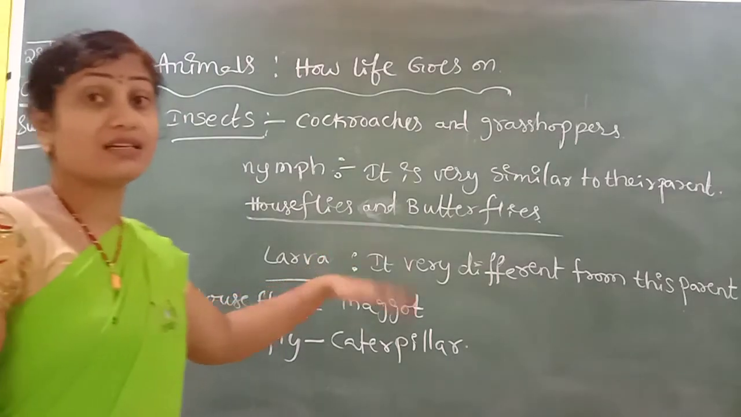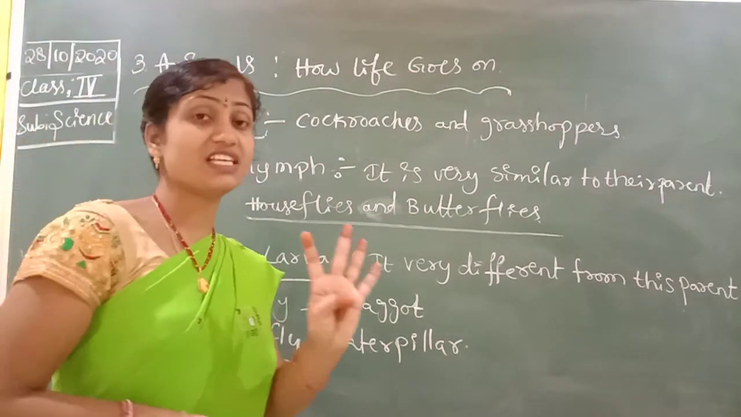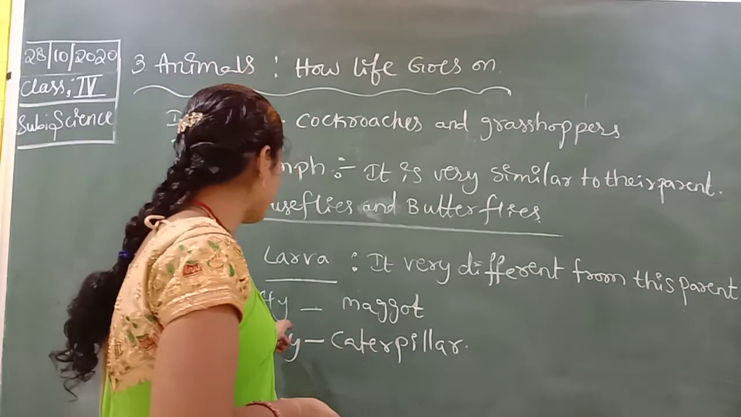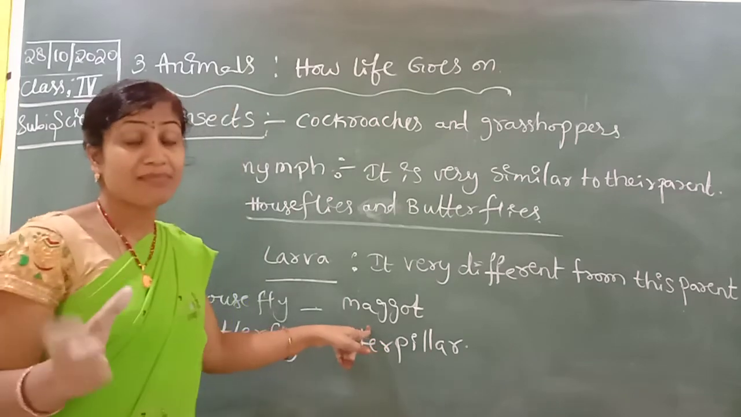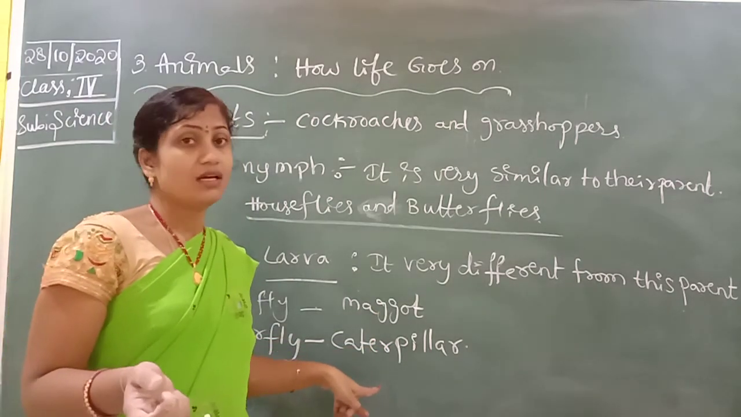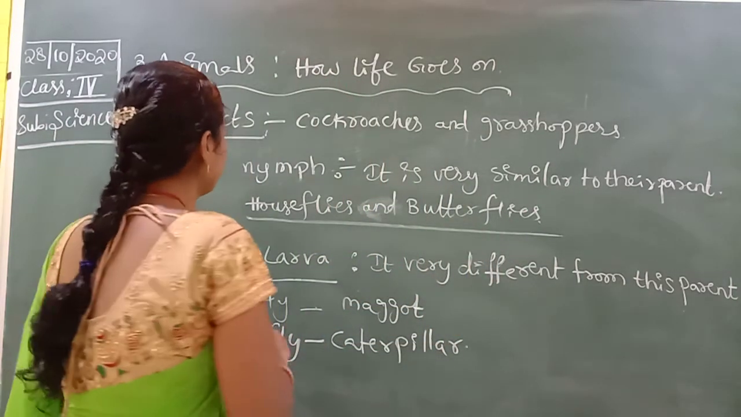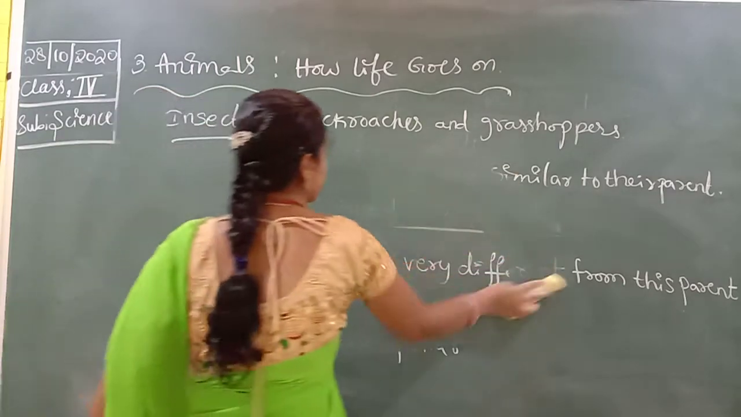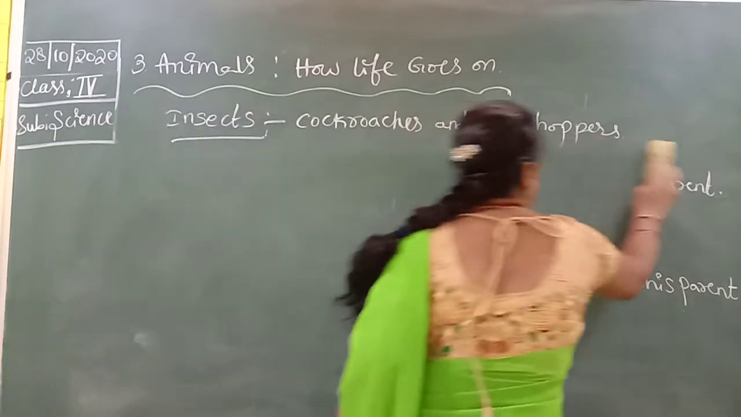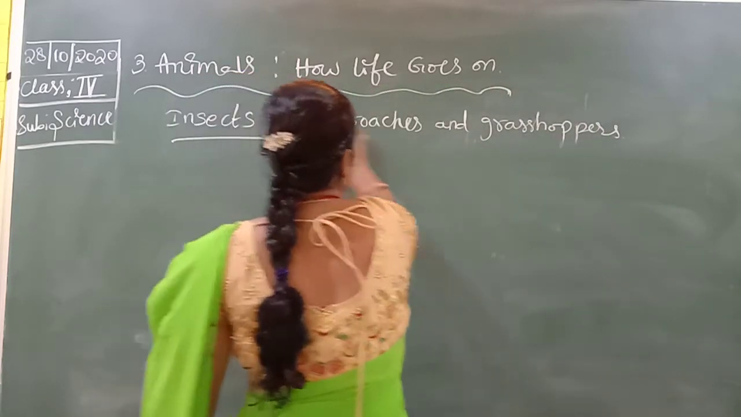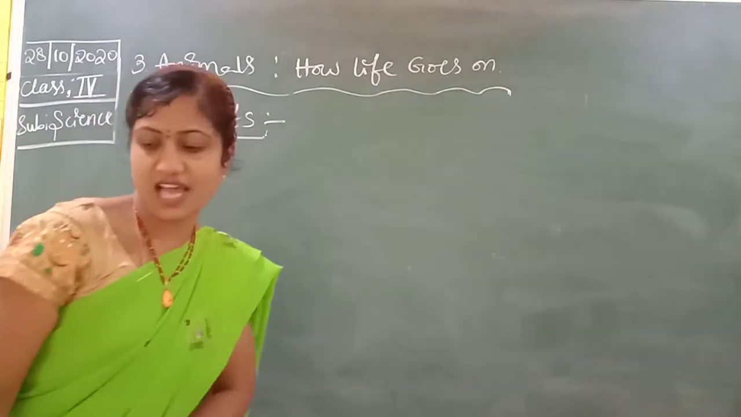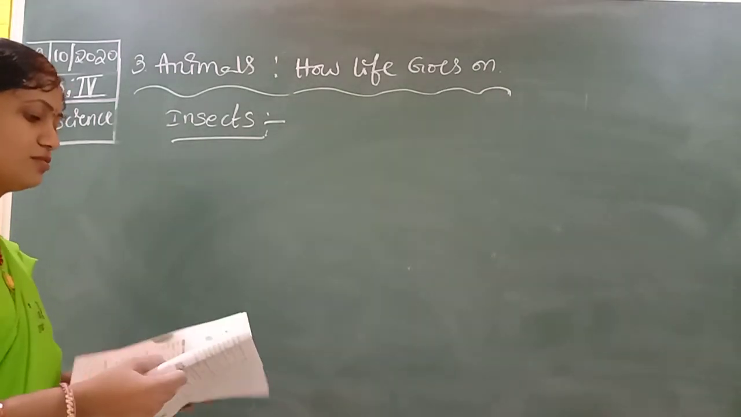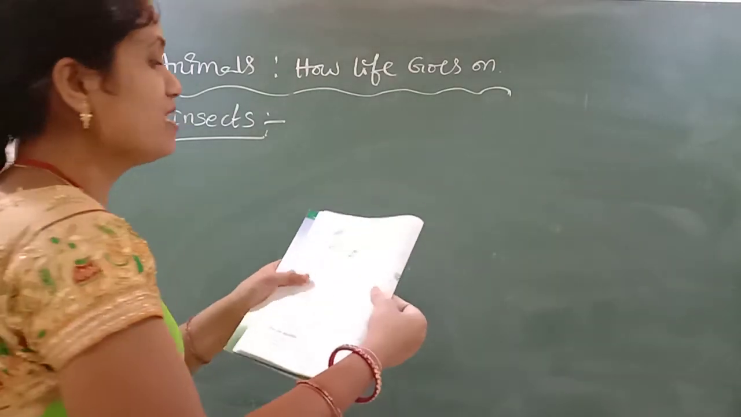So when we observe the butterfly life cycle, we will see 4 stages in this life cycle. It is very different from its parent. The housefly baby is called a maggot, and the butterfly baby is called a caterpillar. When we observe the life cycle of a butterfly, there are 4 stages, no? It looks more like a worm. Okay, see here.